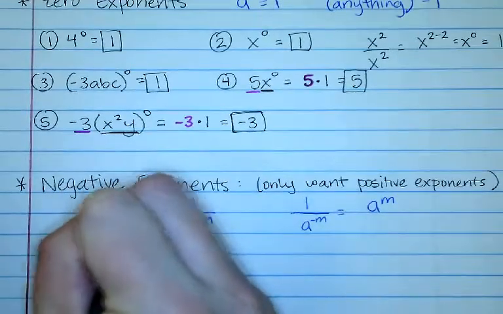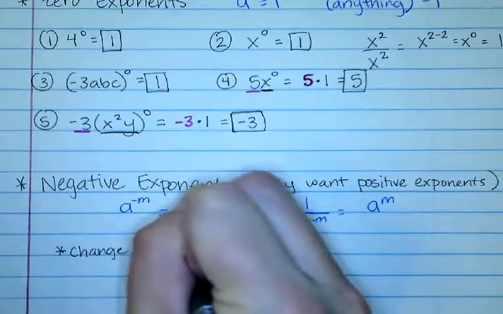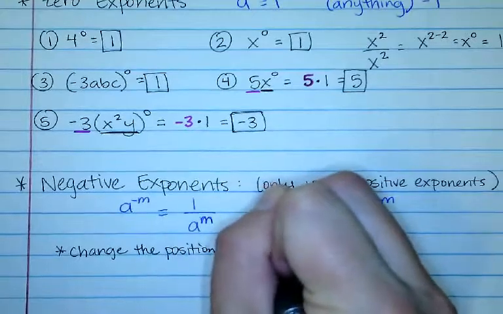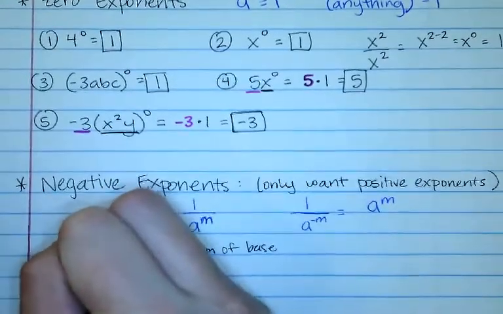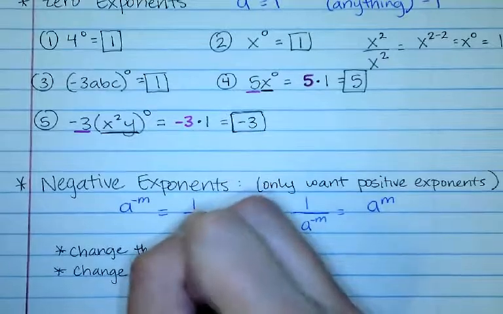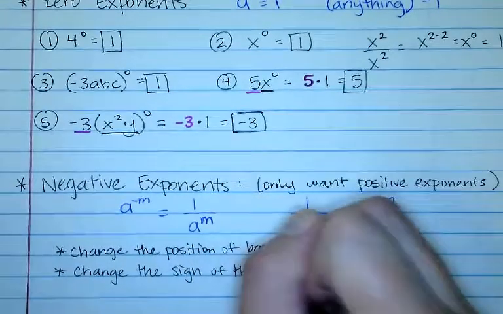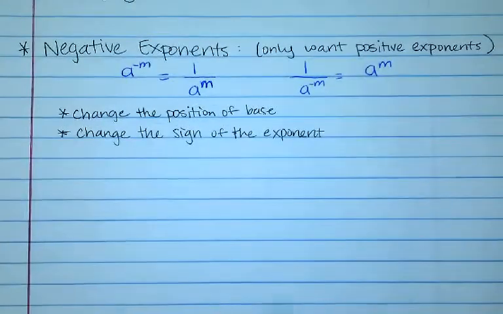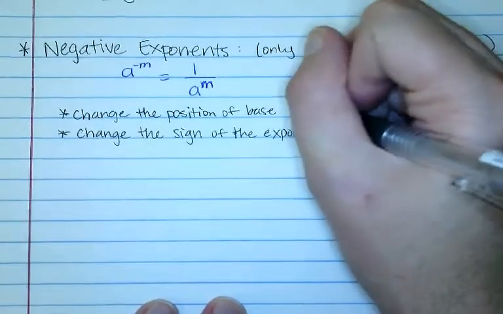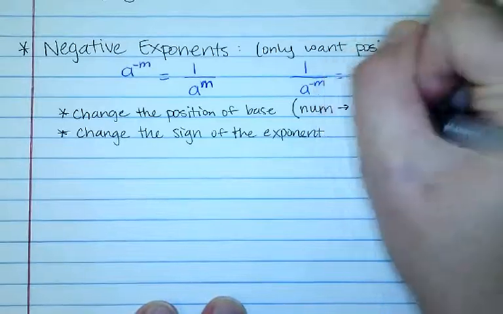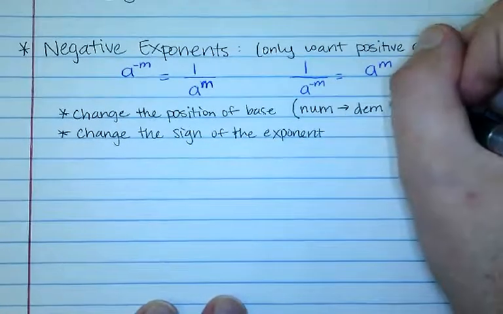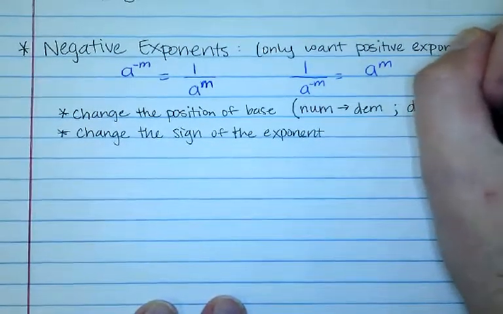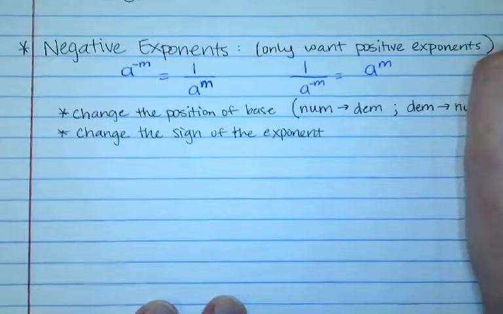So we change the position of the base, and we change the sign of the exponent. So those are the two things we do. We change the position of our base, and we change the sign of our exponent. Now, when I think about this, guys, you can say, okay, if it was in the numerator, it's going to go to the denominator. And if it was in the denominator, it's going to move up to the numerator.